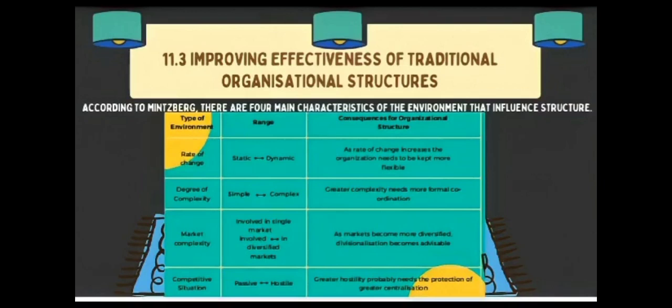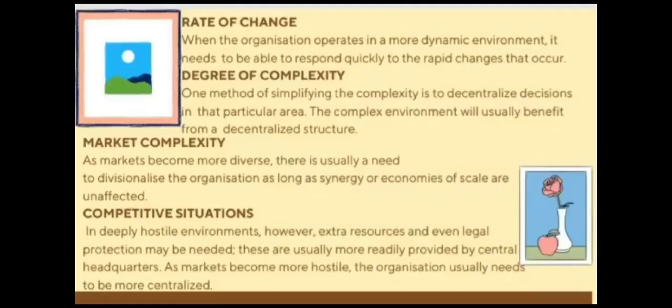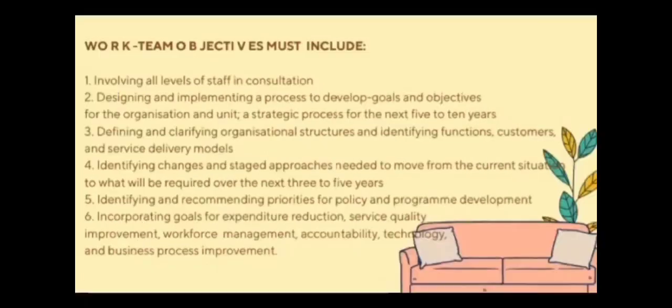The last one of the type of environment: competitive situation. Range: passive and hostile. Consequences for organizational structure: greater hostility probably needs the protection of greater centralization. In deeply hostile environments, however, extra resources and even legal protection may be needed. These are usually more readily provided by central headquarters. As markets become more hostile, the organization usually needs to be more centralized.